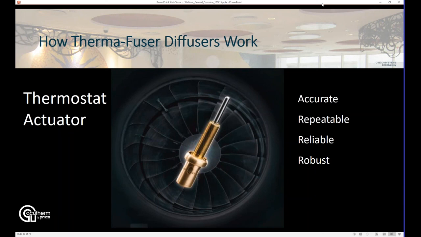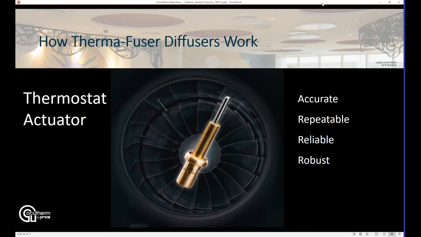And that's what you see in the upper right of that photo in the center. That piston moving is the motor for the diffuser. And because there's a blend of waxes, each melting at different temperatures, there's a very precise movement per degree temperature change. And thus this thermostat actuator can also be used as the thermostat in the motor within the diffuser.